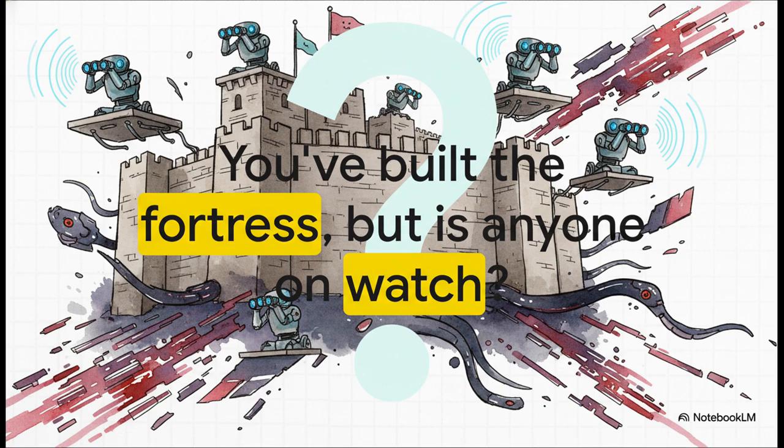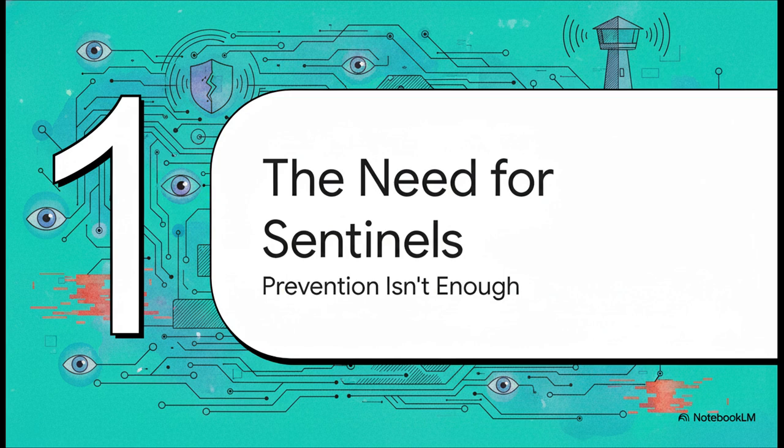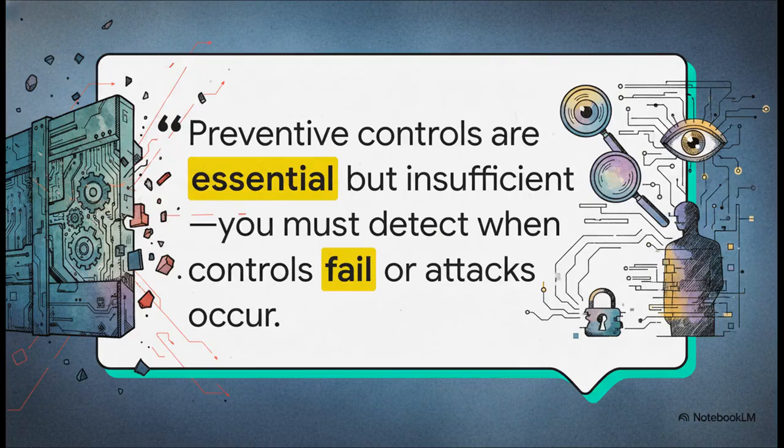Because even with the absolute best defenses, you still need sentinels on the wall. So let's start right there, establishing why monitoring is such a critical layer of security, one that goes way beyond just prevention. This quote really gets to the core idea of this chapter. Detection is just as important as prevention. You absolutely have to assume that at some point your defenses will be tested.